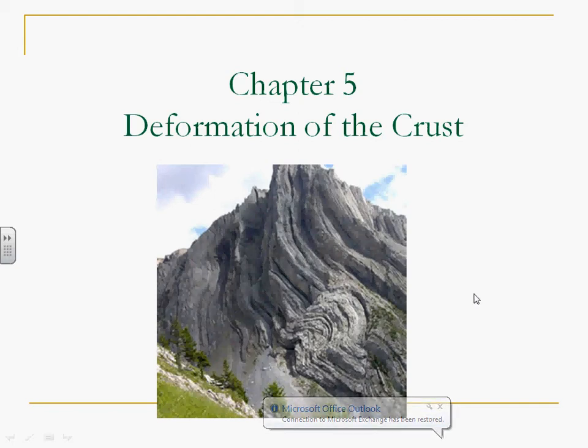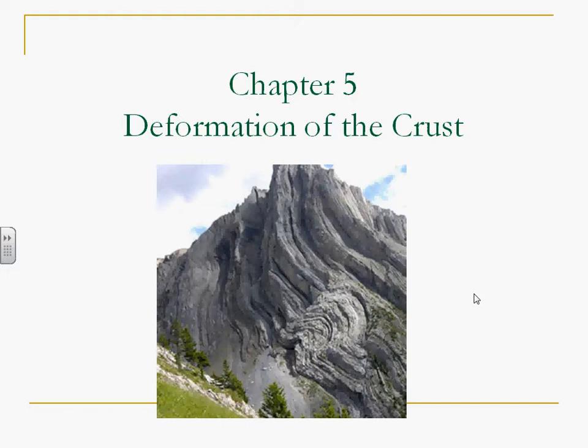Okay, chapter 5, deformation of the Earth's crust. So what we're going to be talking about today is some really cool stuff. For me, it's kind of like baking a cake. And I know you're not going to see the connection right away, but I guarantee by the time we're done, I will make the connection to what we're talking about and cake baking. I like a good cake, so that works out pretty good.